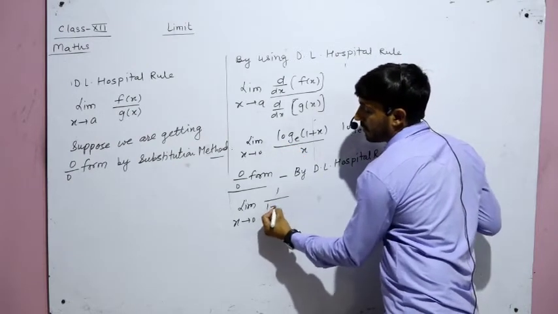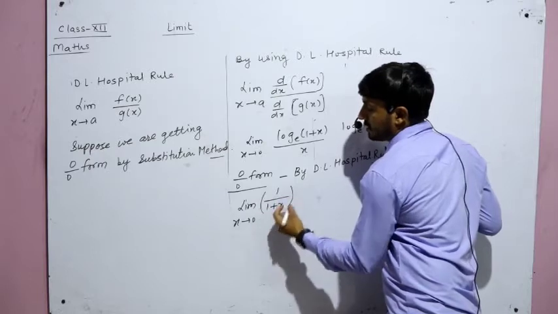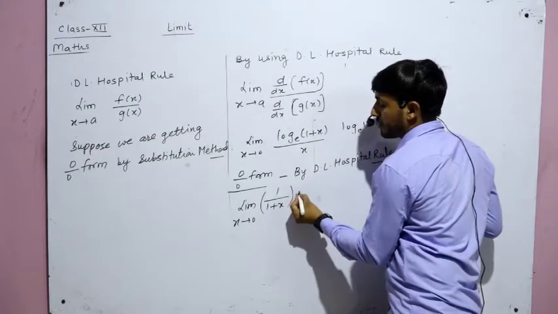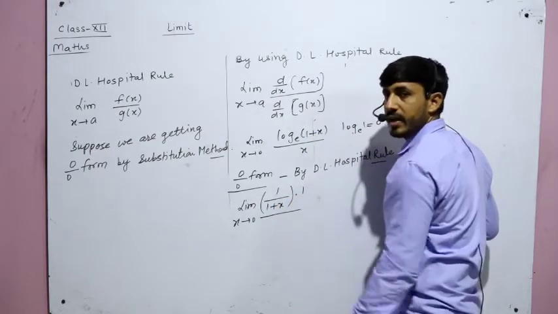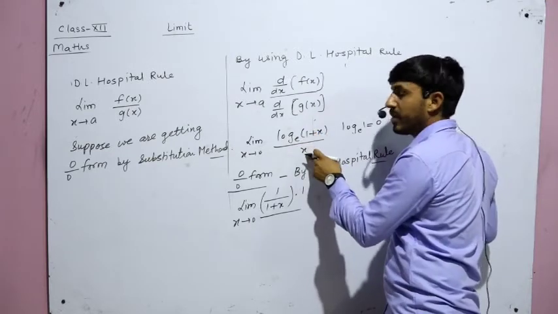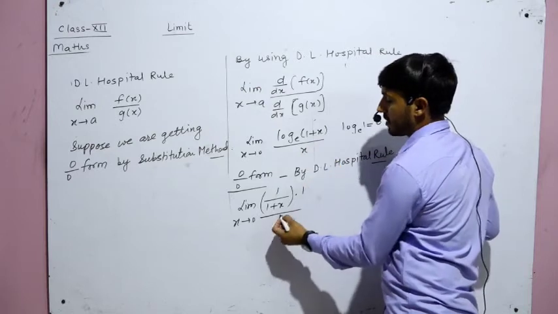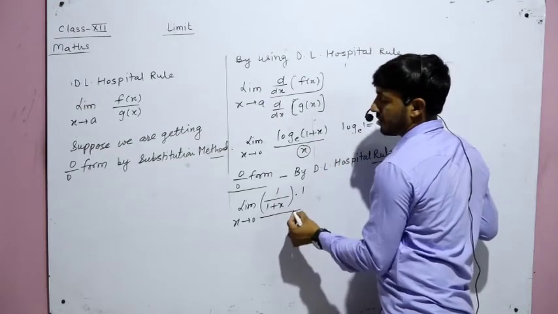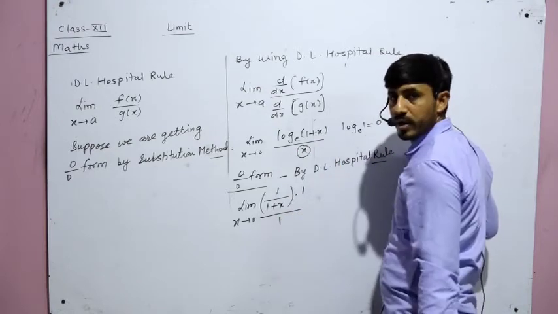It is 1 upon 1 plus x. And what is the differentiation of 1 plus x? It is equal to 1, and that is divided by, first we have differentiated the numerator part, then we have to differentiate the denominator part. And what is the differentiation of x? That is equal to 1.